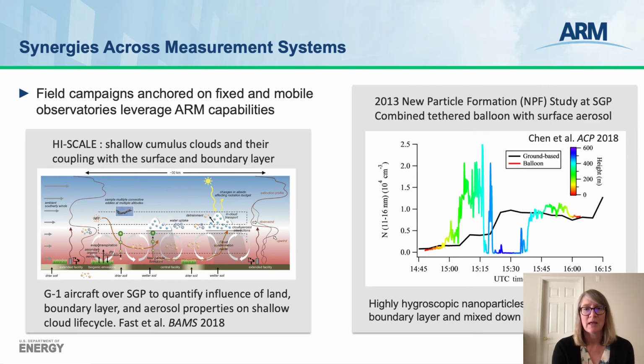Shown on the right is observations from a 2013 new particle formation study, which deployed a TBS over the Southern Great Plains site to understand the representativeness of aerosol measurements at the surface and discovered that highly hygroscopic nanoparticles were initiated at the top of the boundary layer, as demonstrated by the increase in nanoparticles as the tethered balloon rose through the boundary layer and mixed down toward the surface.